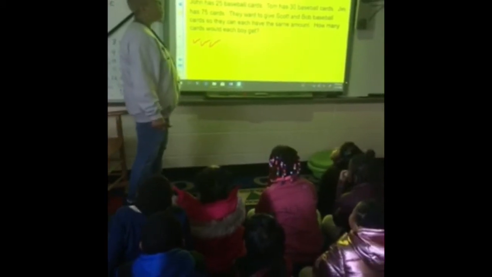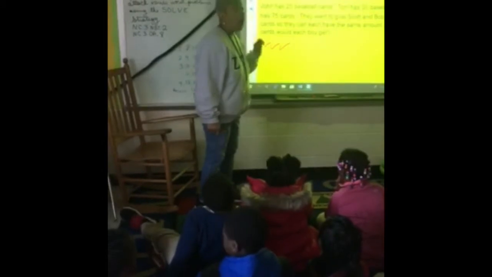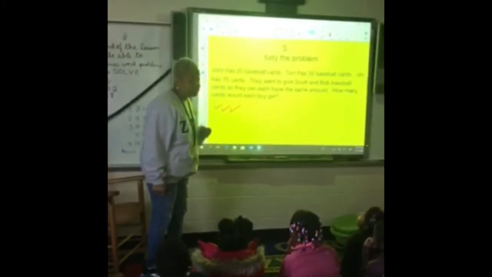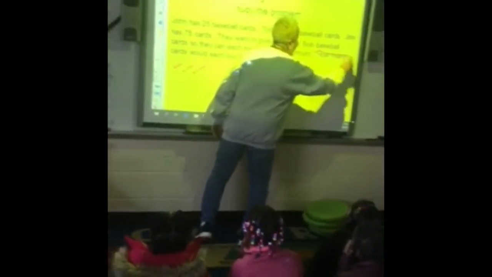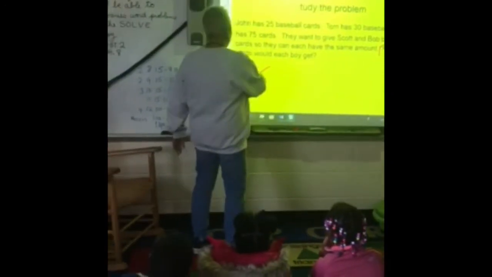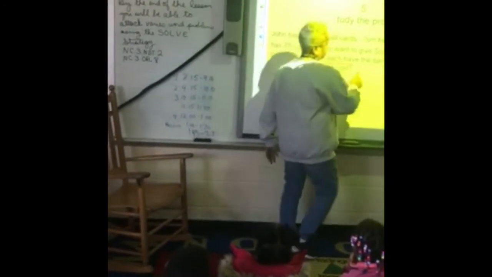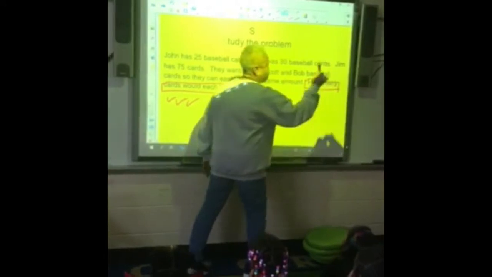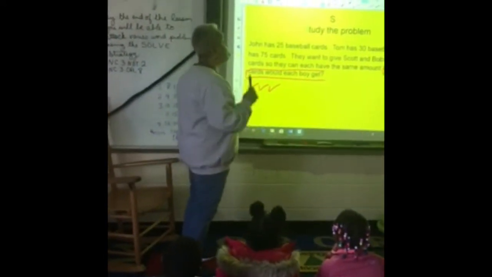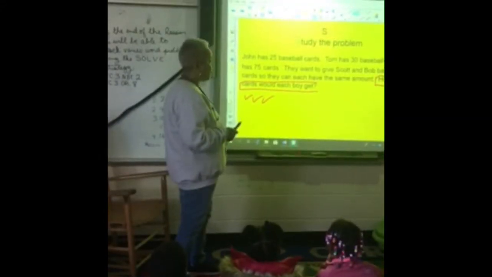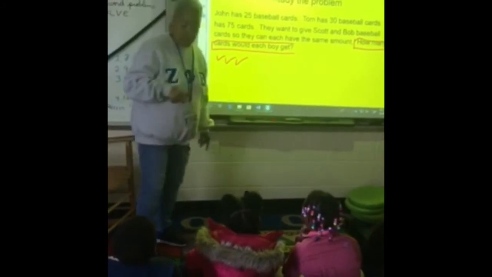Also, it is very, very key during the solve method that you highlight the question that is being asked. So in this particular case, the question that's being asked is, how many cards would each boy get? And if you notice, I'm on smartboard, so I'm not highlighting, I'm using this pencil. What you will be highlighting, make sure that you have underlined key verbiage.